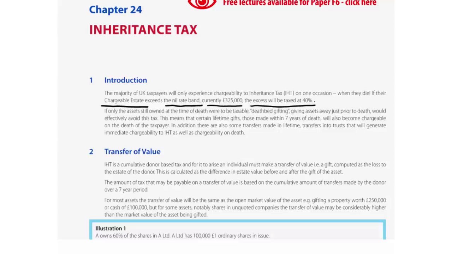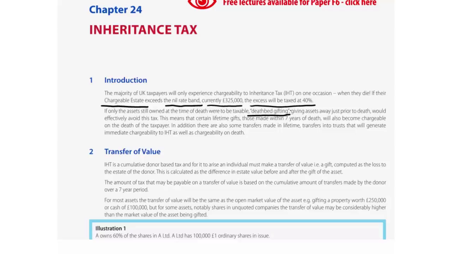But if it were only the assets that you still actually owned at the time of death that were taxable, then something called, here's a lovely expression, deathbed gifting, i.e. giving away your assets just prior to when you died, would effectively avoid this tax.